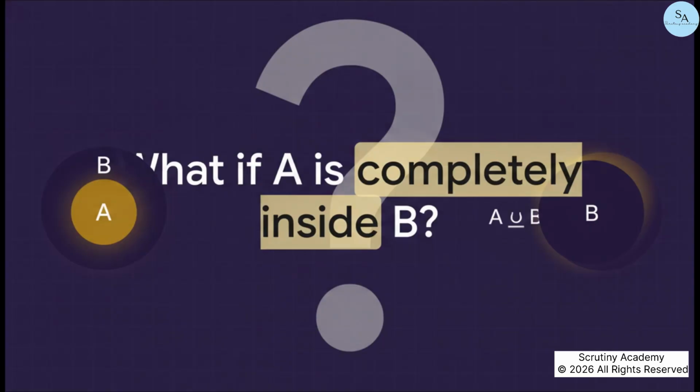I'm going to leave you with a final intriguing puzzle derived from today's examples, just to test your new visual superpowers. Imagine drawing this out. If set A is entirely, completely inside set B, what does the Venn diagram for their union look like? Think about what happens when you combine them. The answer is surprisingly elegant.